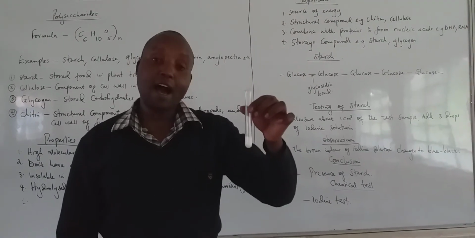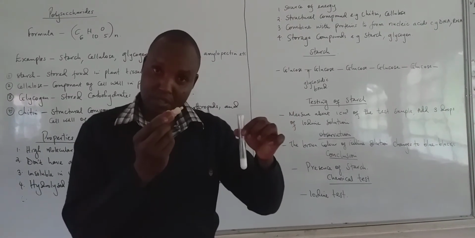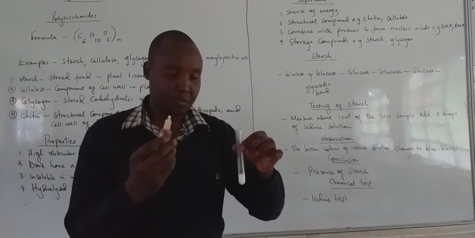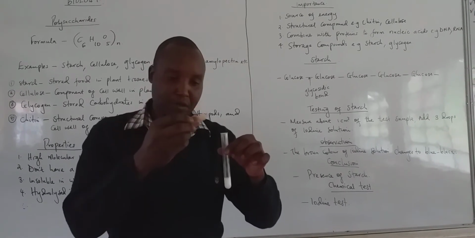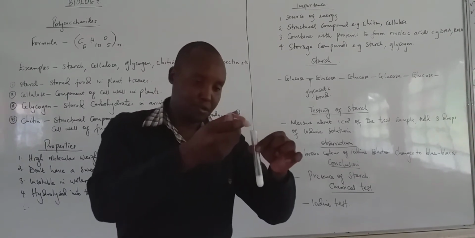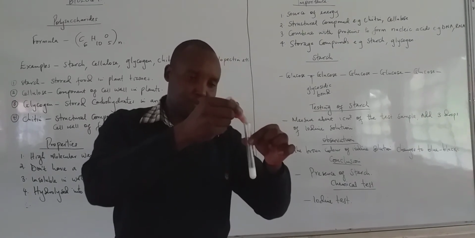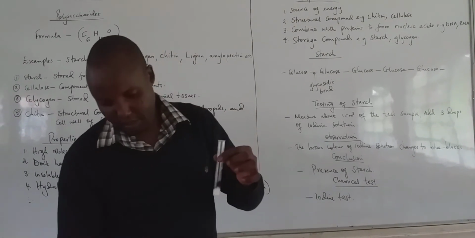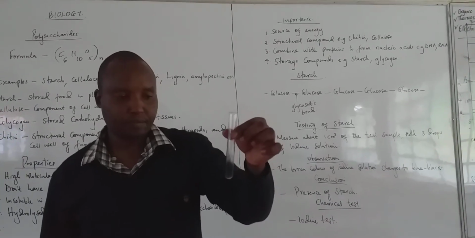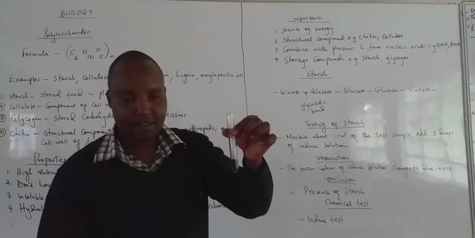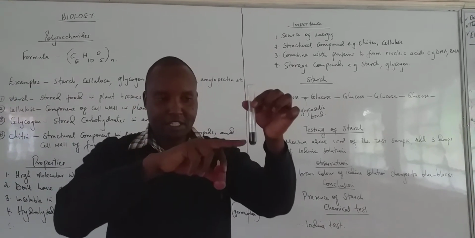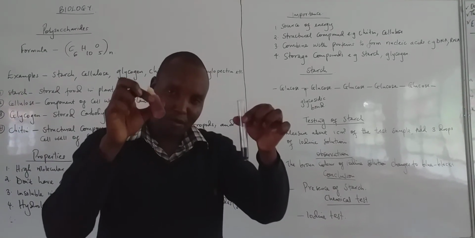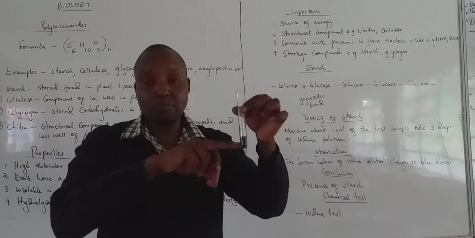Now, then I say add 3 drops. If I say 3 drops, I mean 3 drops. There is nothing like 2 to 3 drops, nothing like 3 to 4 drops. If it is 3, it is 3. If I measure 4, I will say add 4 drops. So here I'm going to put 3 drops: 1, 2, 3. Now, in that case, you shake. When you shake, you realize that the brown color of this iodine solution has changed to blue-black. This is the color of blue-black. So you will say the brown color of iodine solution changes to blue-black.